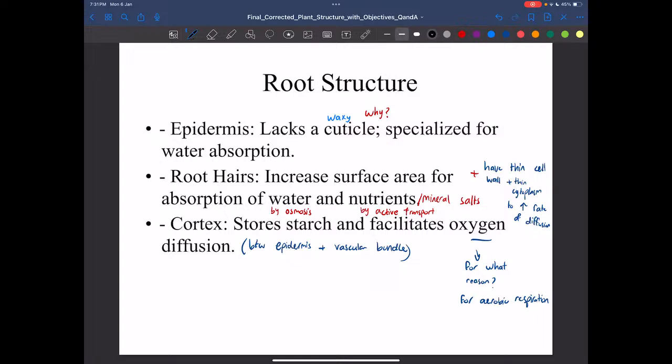Give it a shot. It's fine if you get it wrong. Just try to think about it. Why do you think? I'll give you a hint. Think of the function of the roots and think of the function of the waxy cuticle. Do they support each other or do they contradict each other?